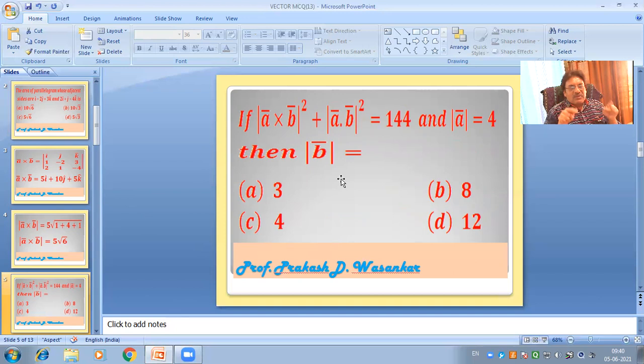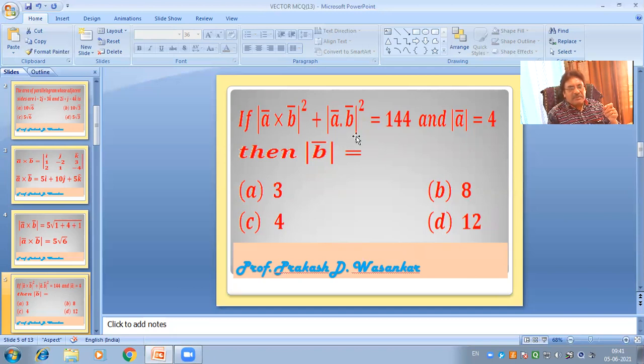If the magnitude of A bar cross B bar whole square plus the magnitude of A bar dot B bar whole square is equal to 144, and the magnitude of A bar is equal to 4, then the magnitude of B bar is equal to what? Options are given: option A 3, option B 8, option C 4, option D 12.